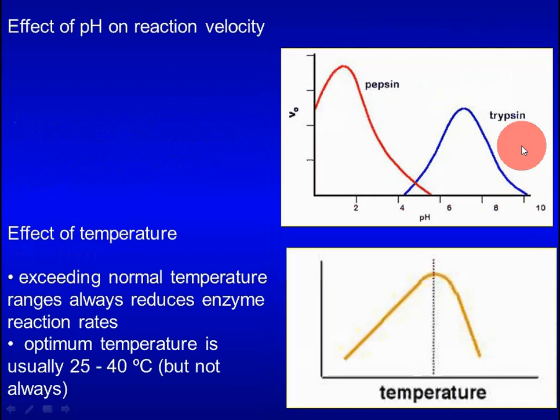Each enzyme has a specific optimal pH. For example, pepsin has an optimum pH around 2, and trypsin has an optimal pH around 7. Enzymes typically have an optimum temperature around 37 degrees Celsius.